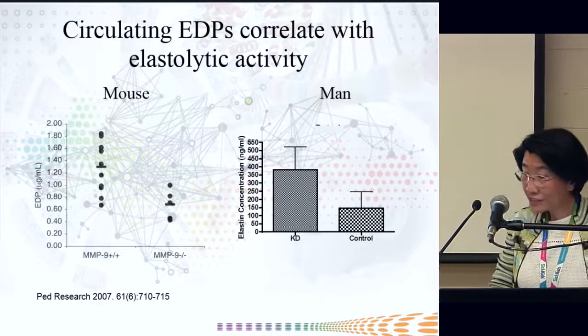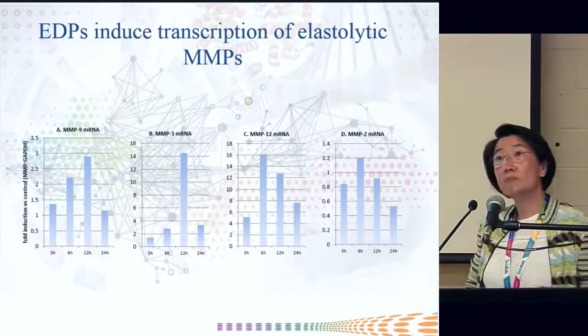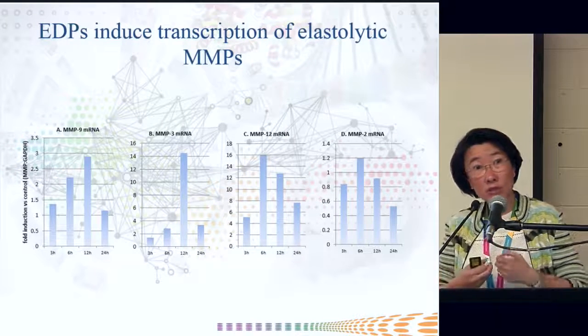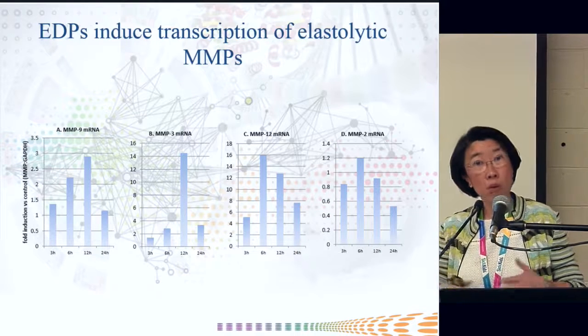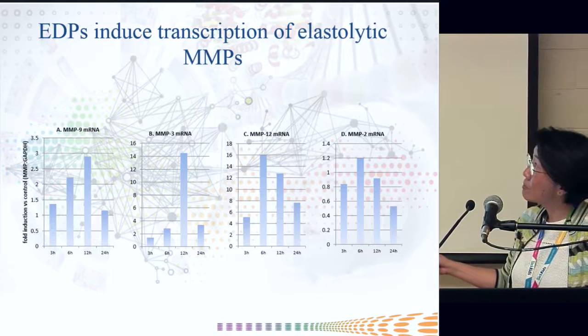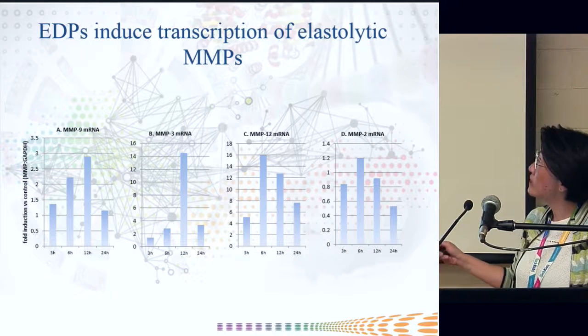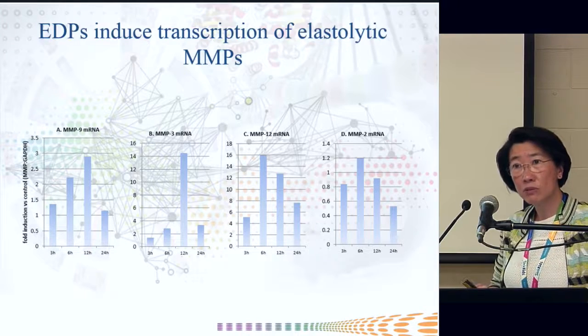And the fascinating thing was these little pieces of elastin were not inert. They were biologically active. When you sprinkle these little pieces of elastin on smooth muscle cells, they made more of these enzymes that can break down elastin. So these elastolytic MMPs, which are MMP 9, 3, 12, and 2, were upregulated at the transcriptional level in how much they made.